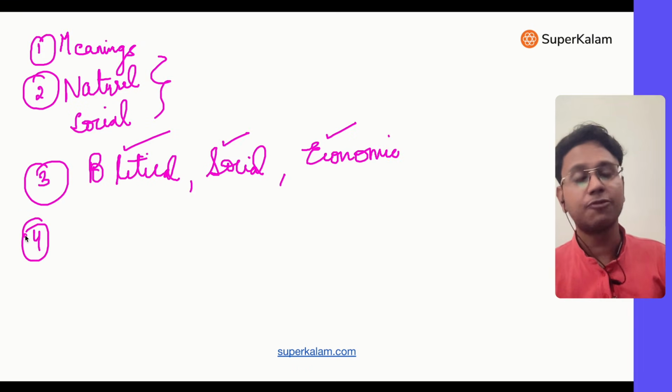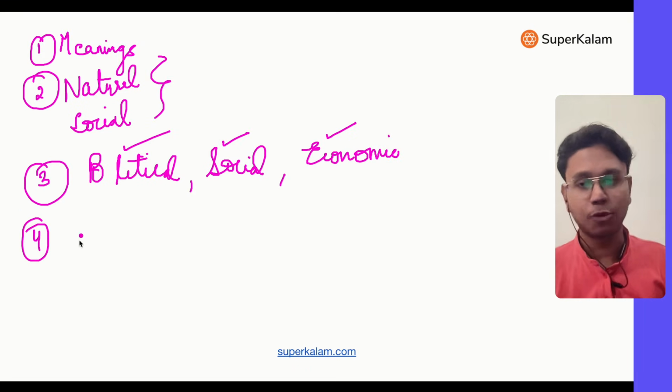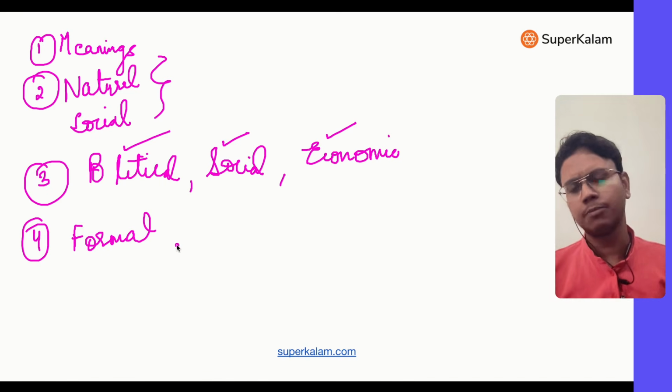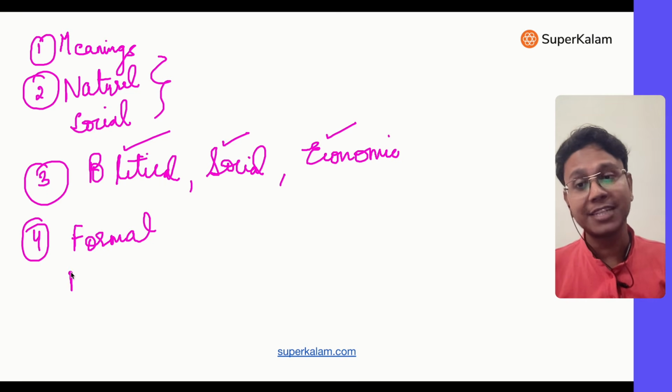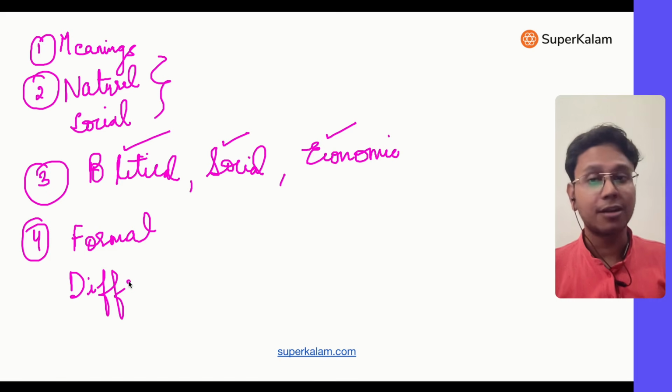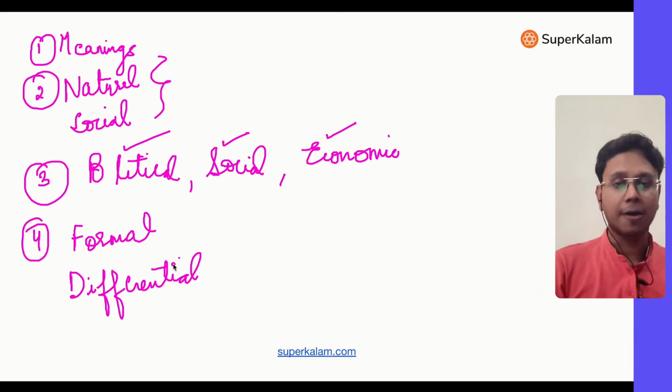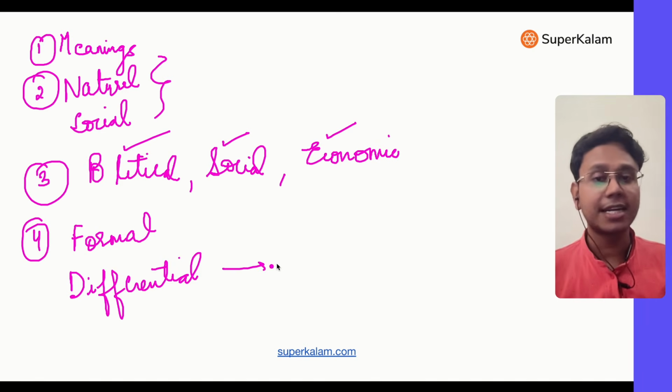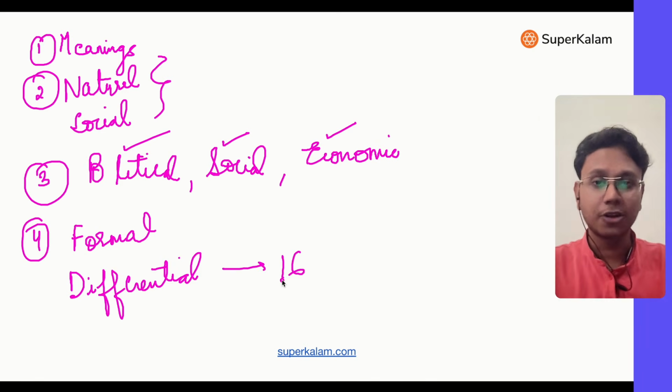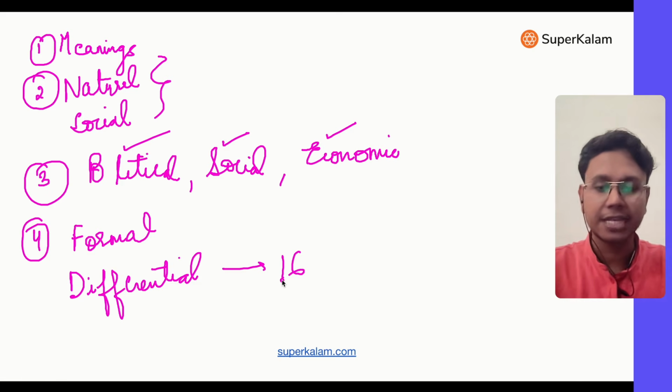Then we talked about various ways in which this equality can be promoted. First was the formal way, in which you make everything equal, and the other is through differential action, like for the marginalized section, you do something extra. Now, this is also the essence of Article 16. So this is your chapter on equality. Now we will move to the next module.